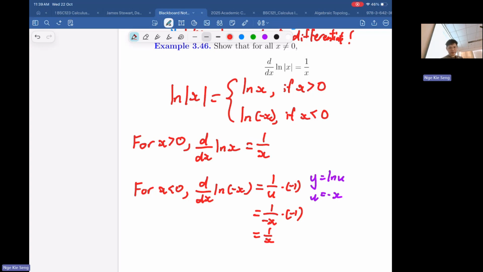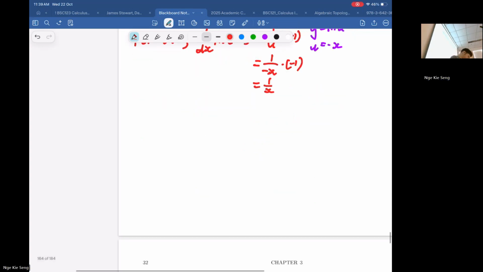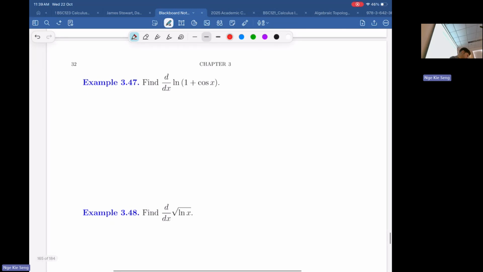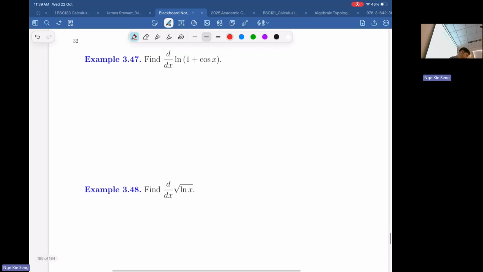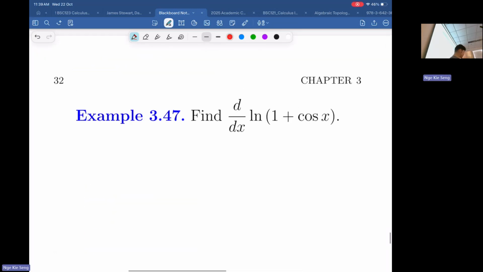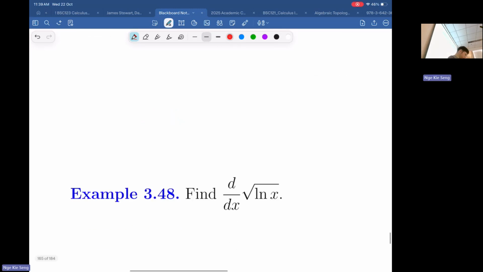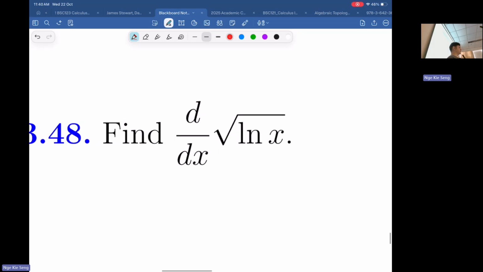Okay. Let's move on. I think the rest is also similar. We just skip. d over dx of ln of 1 plus cos x is also chain rule, because it's the composite of ln u and 1 plus cos x. And the second one, square root of ln x, again is a composite: square root u, and then u equals ln x.